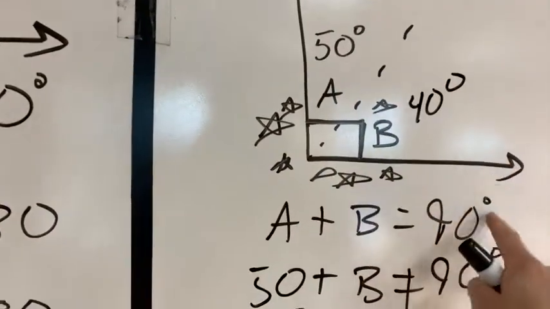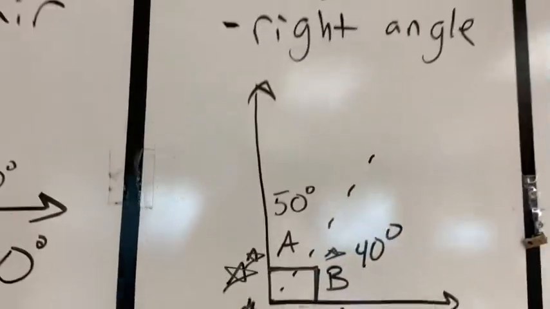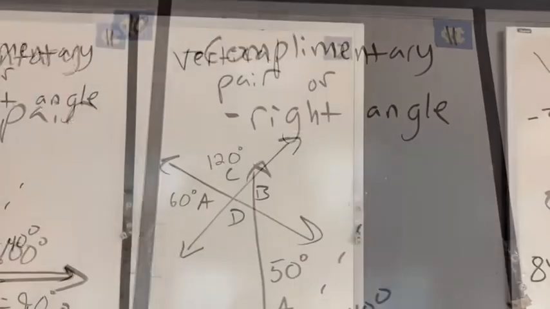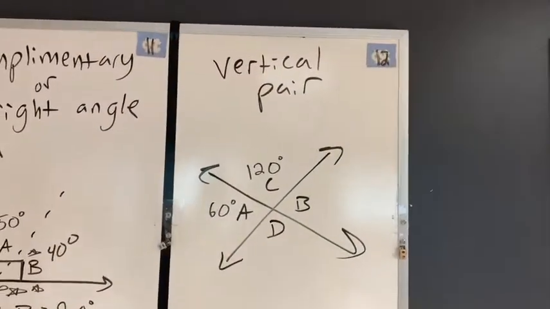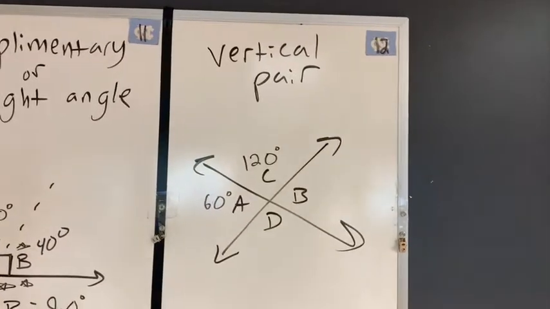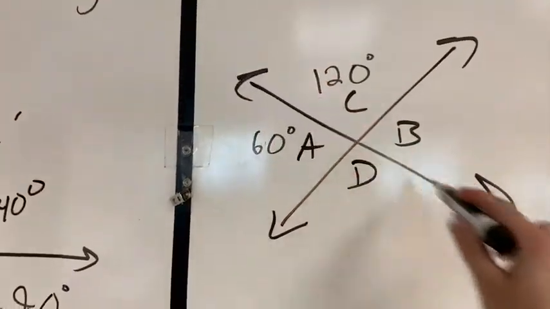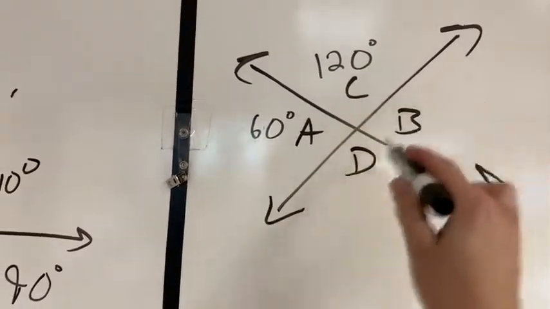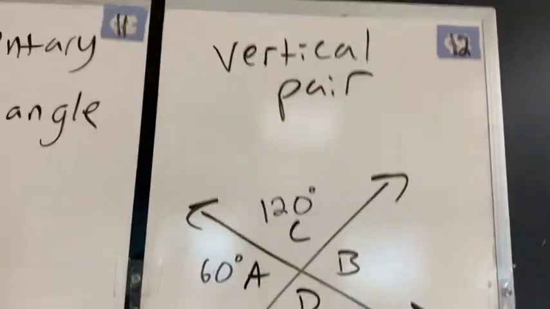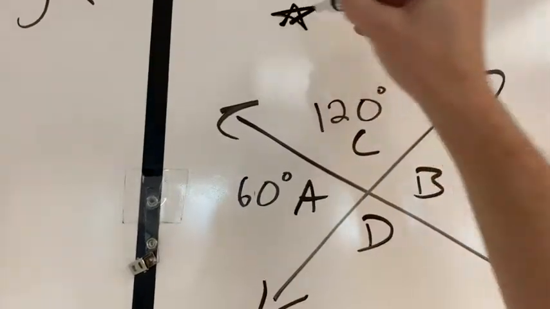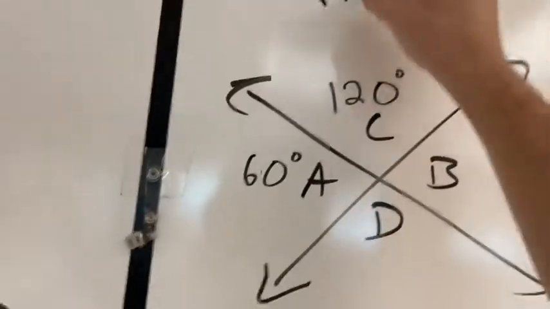50 plus 40 is 90 degrees, which has to be true when you have complementary or right angles. The last one that we need to see is something called a vertical pair. Vertical pairs happen when you have two lines that cross each other and make 1, 2, 3, 4 different angles. Vertical pairs sit across from each other.